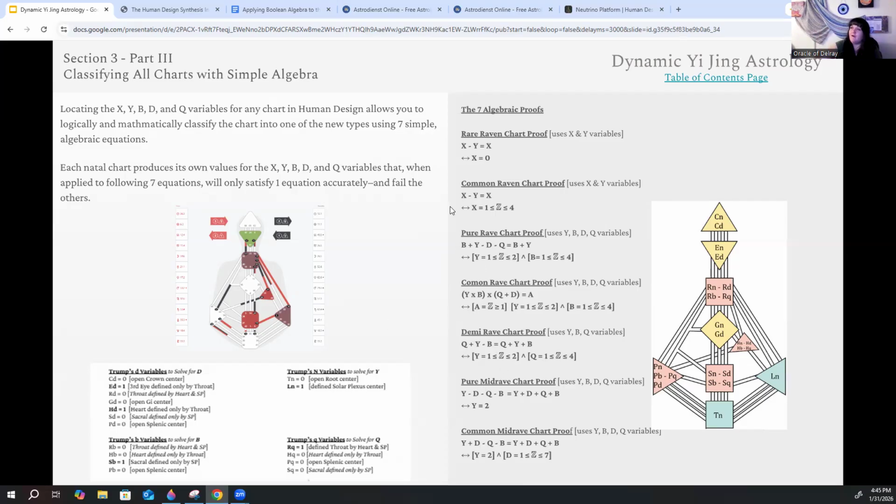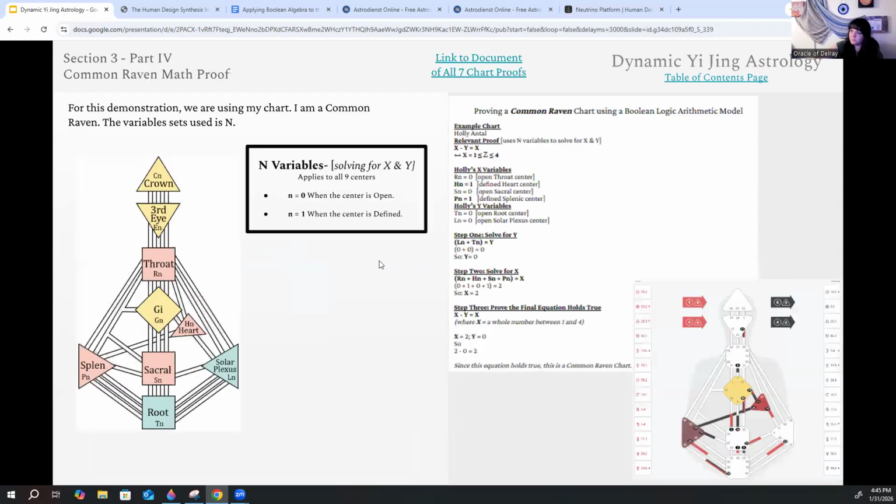So these variables will fail all the other proofs. For the common raven chart proof, x minus y equals x. His x is 2, but his y is 1. So because his y is not 0, it will fail. And y is just whether the solar plexus and root are defined. So these are the 7 proofs, and every chart will pass one and fail the rest. This is just an example of proving a common raven chart.